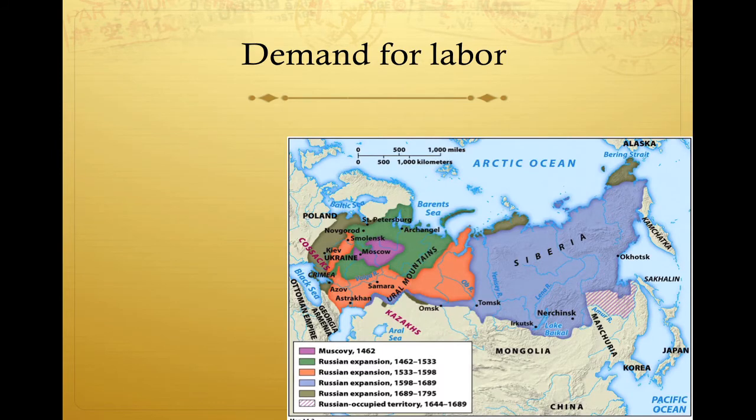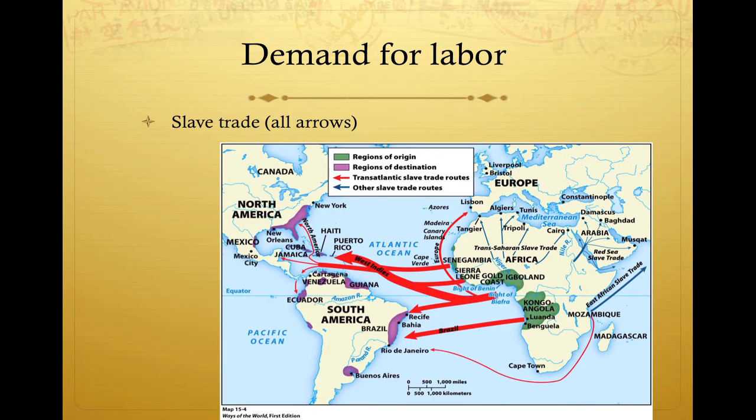First, about the demand for labor. We start with the use of peasant labor, and as Russia expanded, remember that peasant labor provided the backbone, especially in terms of agricultural labor, providing a food source for the expanding population and empire of Russia. And then we also have some information about the slave trade. And check the framework because there's several bullets about the slave trade.